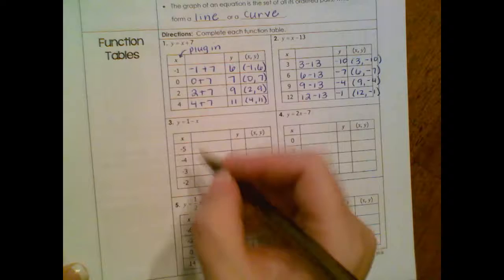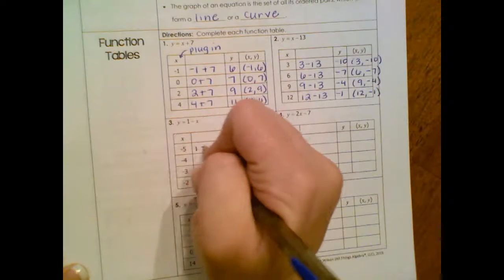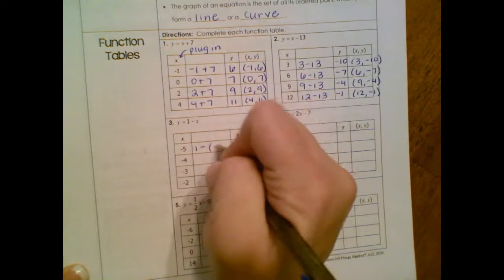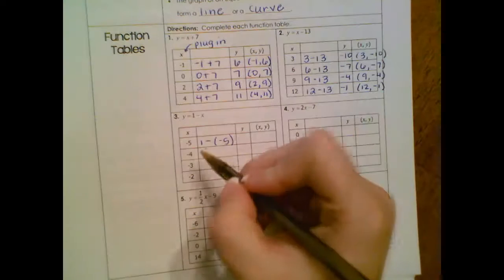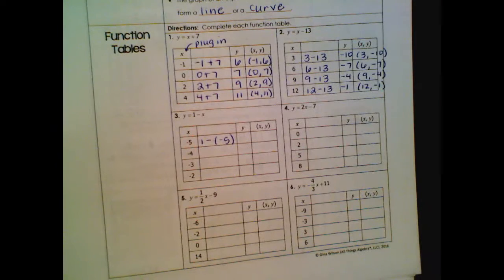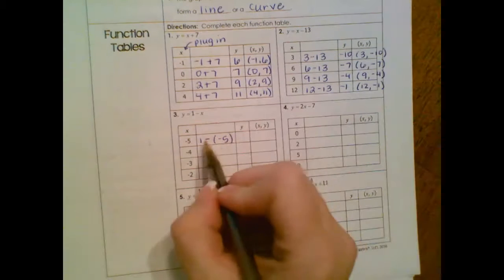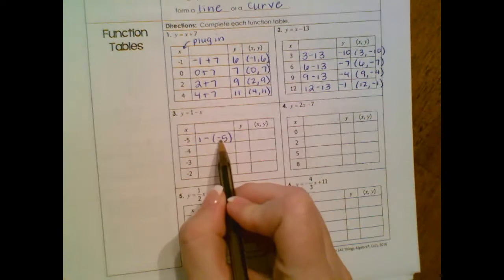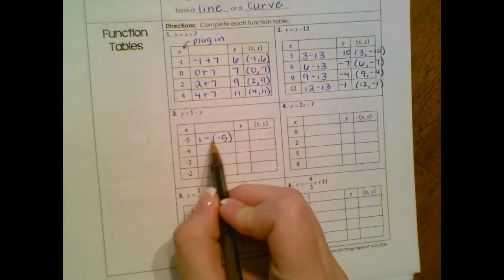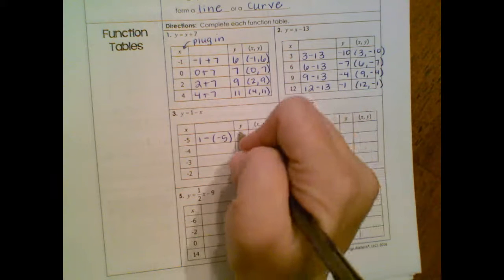All right, looking at number 3, I have 1 minus -5. When I have a negative number that I'm inputting, especially after the negative sign, I'm going to put it in parentheses. I can go ahead and just put this in my calculator, or I know that a negative and a negative make a positive, so 1 plus 5 gives me 6.